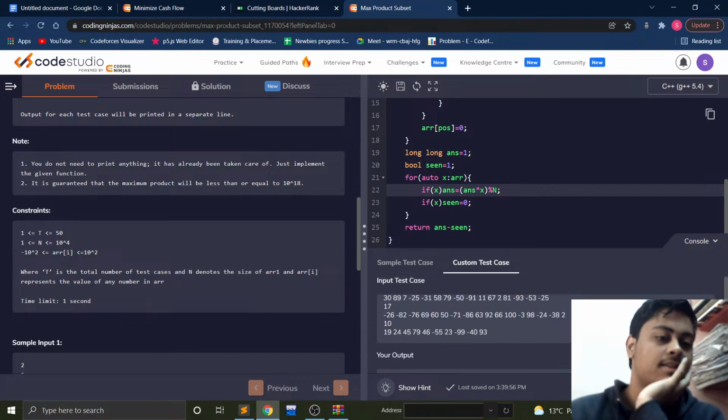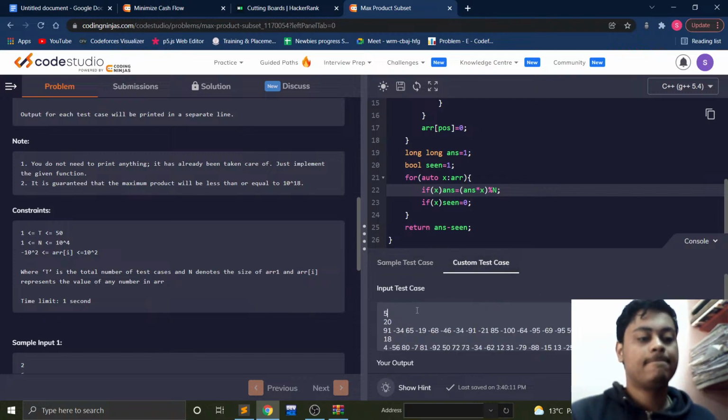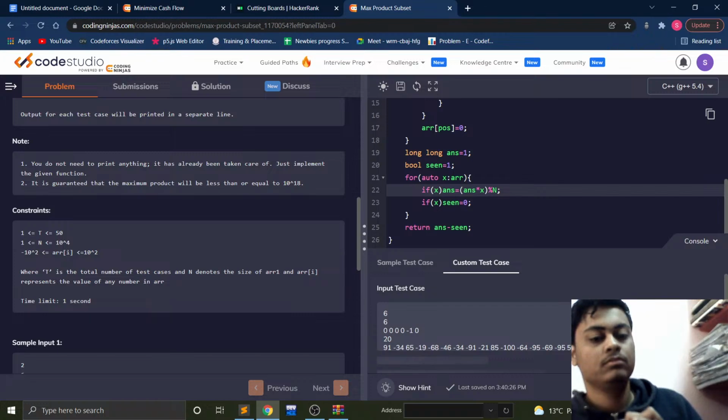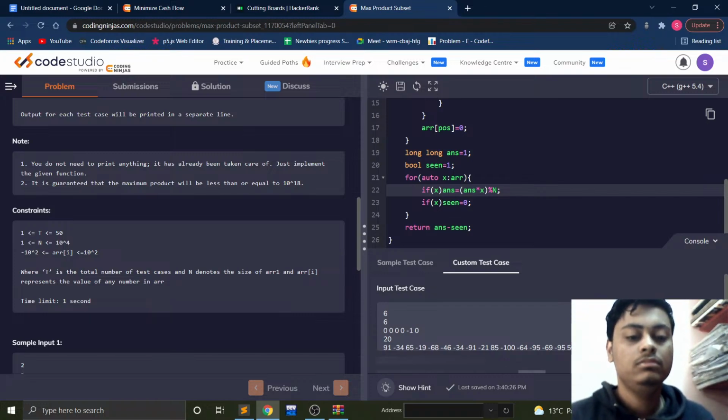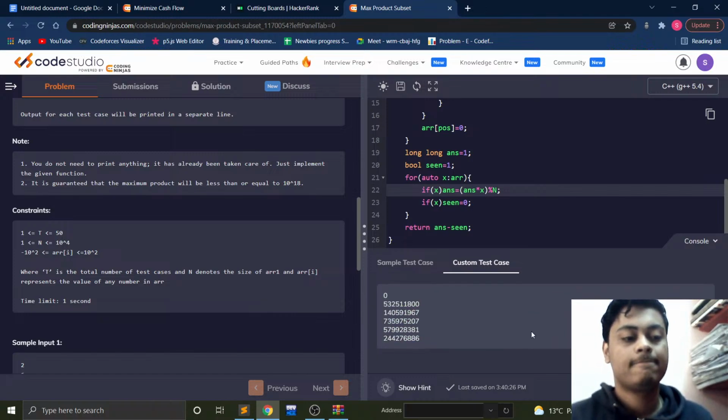Yes, yes, yes. Let us also check for the case again where I have six values, where I'm getting all zeros. Yes, it is correct. Submit.